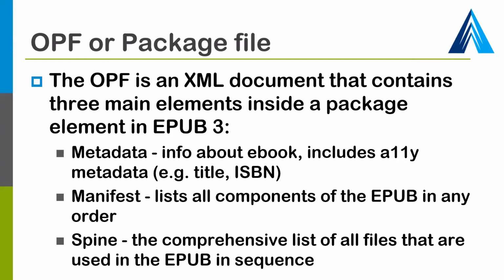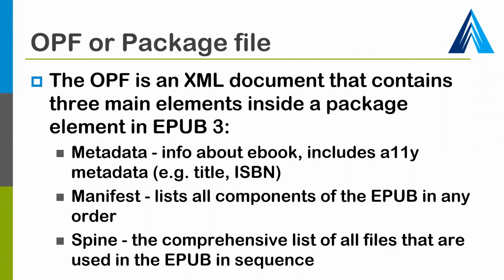The OPF, or package file, is an XML document that contains 3 main elements. The metadata, which is the information about the ebook, which includes accessibility metadata. There are very few metadata fields that are actually required, but there are many, many metadata fields that are optional. Title, ISBN, publisher, ISBN is a type of identifier, date, many, many other fields, and I think later we'll talk more about the accessibility metadata.